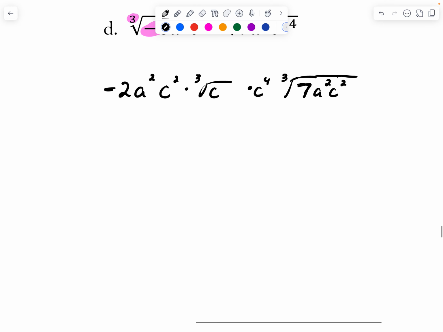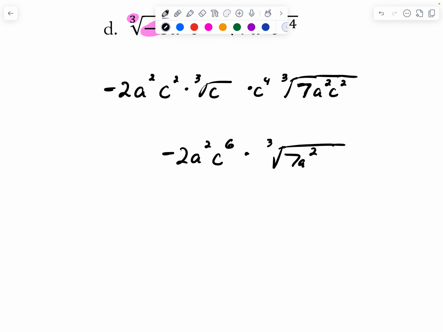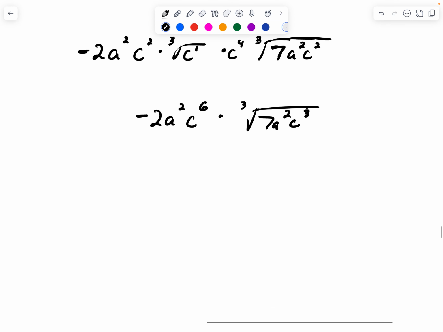So putting all this stuff together on the outside, I get a squared, that's C to the 6th power, right? Remember, you add those exponents. And then putting this stuff together, I get 7a squared, and then watch this. This is c to the first, so that becomes c cubed, and now I do have enough, right? Remember, this matches, so that's going to give me another c on the outside to give me c to the 7th power, which means I don't have any c's left over inside the cube root.